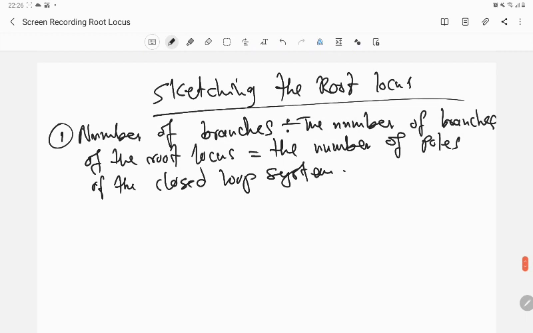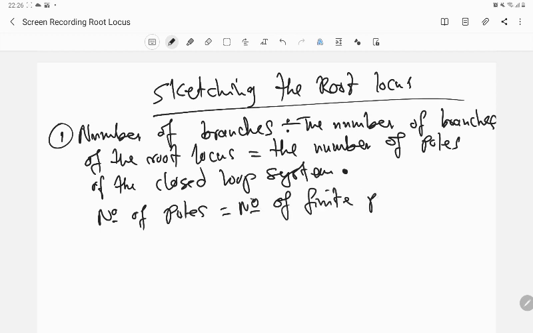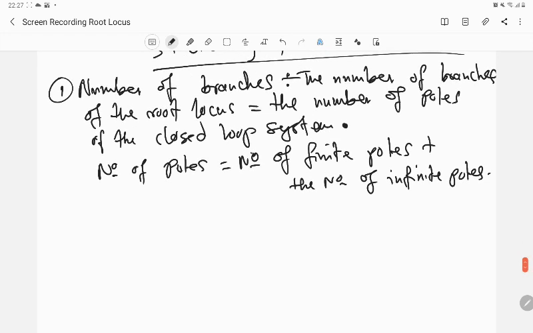And this assumes that poles can be both finite and infinite. So here, when we talk about the number of poles, we are talking about the number of finite poles plus the number of infinite poles, or the number of finite poles plus the number of poles at infinity.